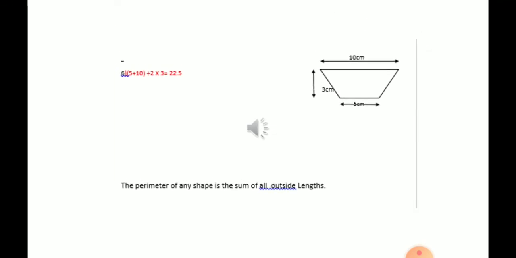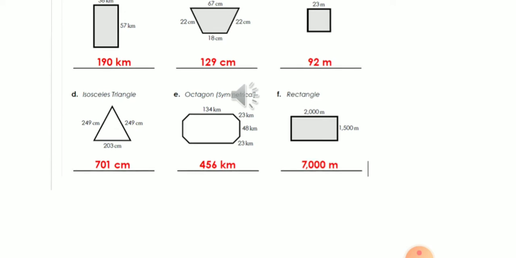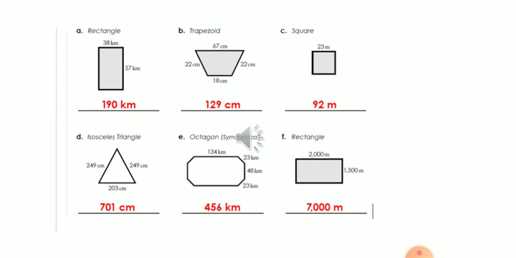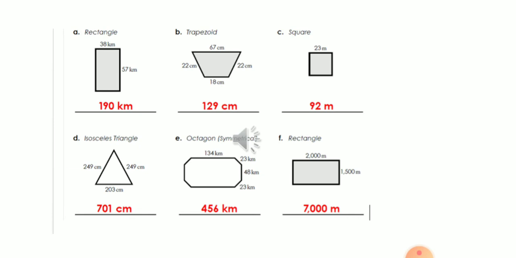Very easy one. Here, for example, I have a rectangle. He gives me 38 kilometers and 57 kilometers. Where are the other sides? I know that the opposite sides in a rectangle are equal in length. So 38 plus 57 plus also 38 plus 57 gives me the answer of 190. Trapezoid, B: I also add all the sides of the figure.